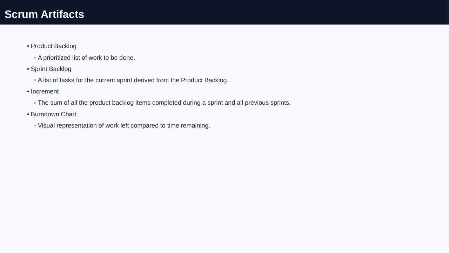In Scrum, we work with a few key artifacts that help keep everything organized and transparent. The product backlog is essentially a prioritized list of all the work that needs to be done for the product. From this, the team selects specific items to focus on in the current sprint, and these tasks make up the sprint backlog. The increment represents the total of all the completed product backlog items from the current and all previous sprints, showing the progress toward the final product.